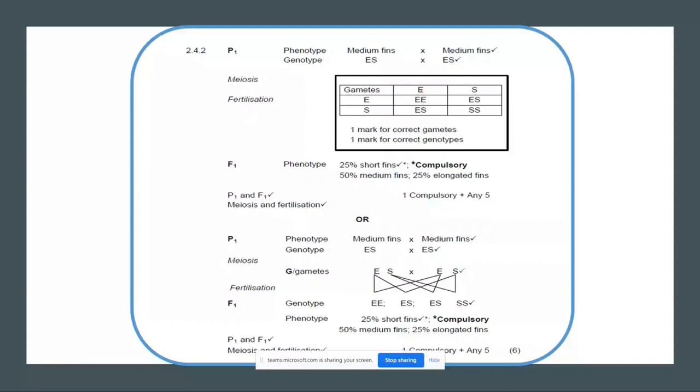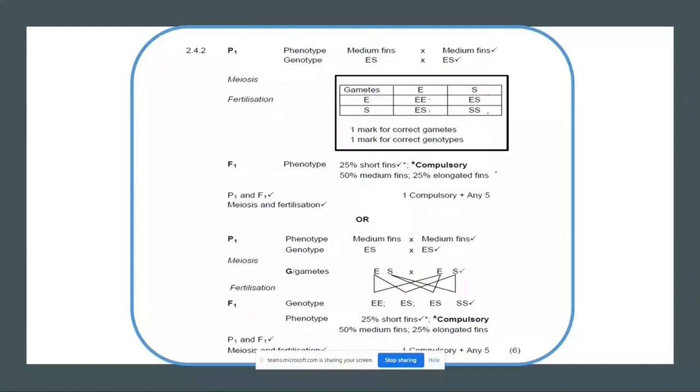There's my gametes, ES on that side, ES, and I just cross my gametes, big E with big E, ES, ES, and SS. So here I can see fertilization took place, and what is my genotype? This one would have elongated fins, this one would have medium fins, this one would have medium fins, and this one would be short fins. So they want to know the percentage that will have short fins. So 1 out of 4, which is 25%, will have short fins. 50% would have medium fins, and 25% elongated fins.